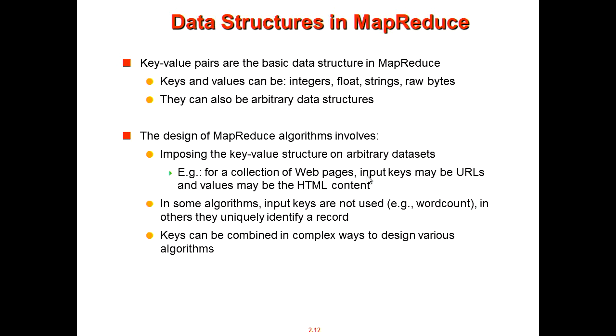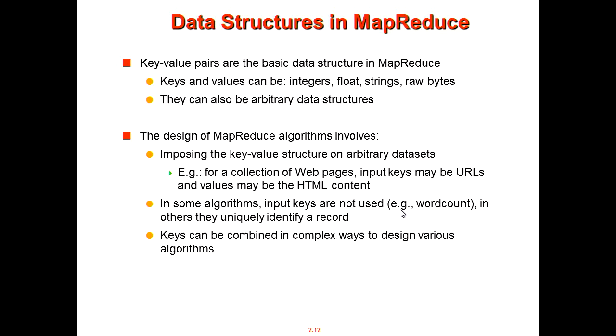Here you need to guarantee that the key must be able to identify this record or this piece of data uniquely. That's very important. In some algorithms, the input keys are not used. In word count, you can see that the document ID is not useful. We only care about the document contents. But in some other problems, the keys are also very useful, and the keys can be combined in complex ways to design various algorithms.